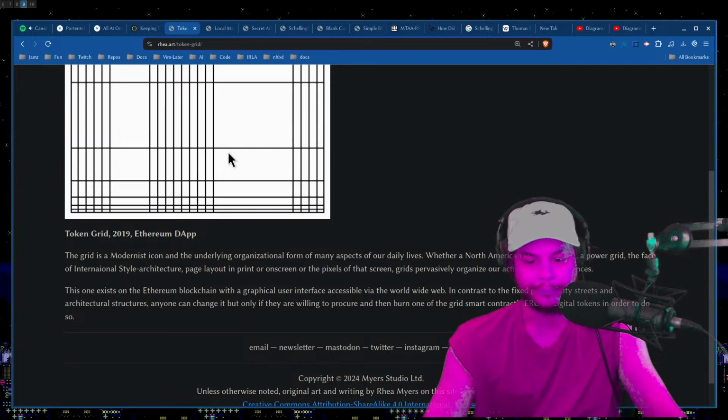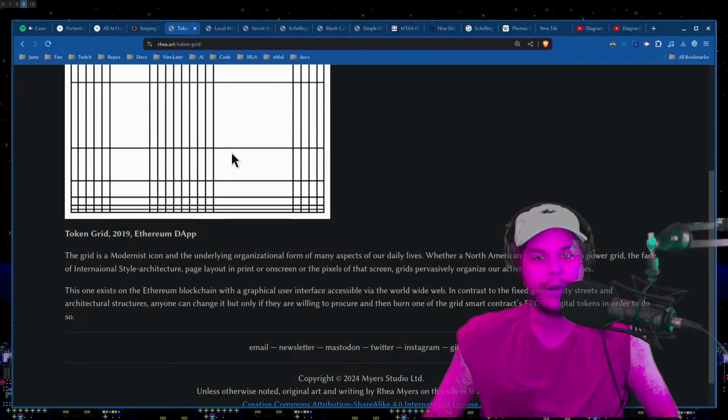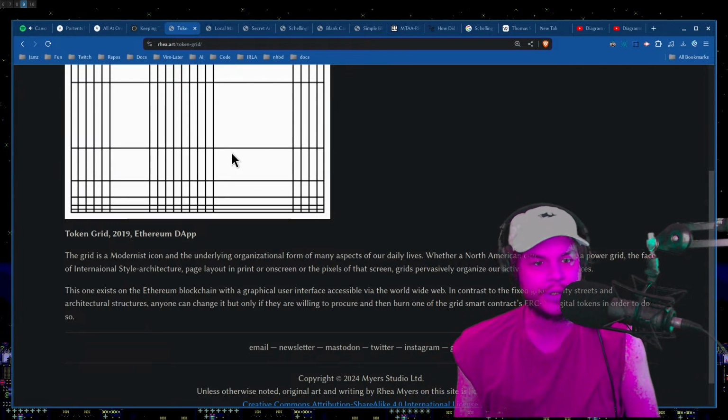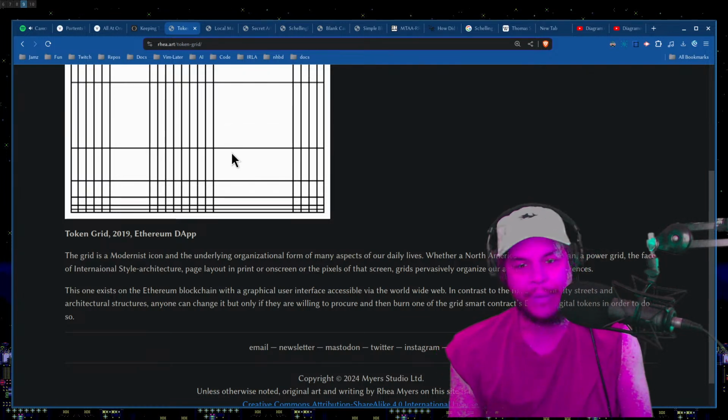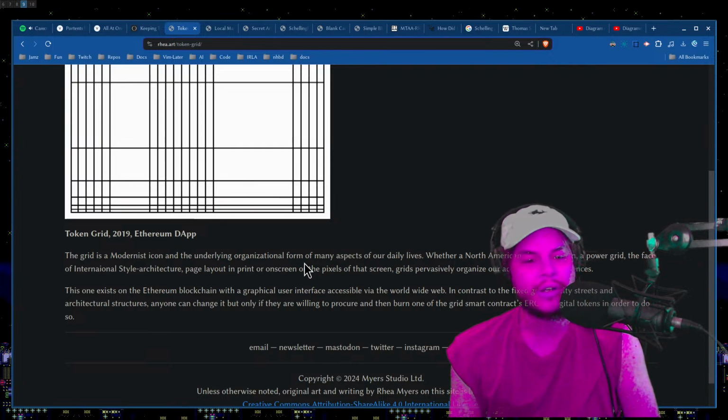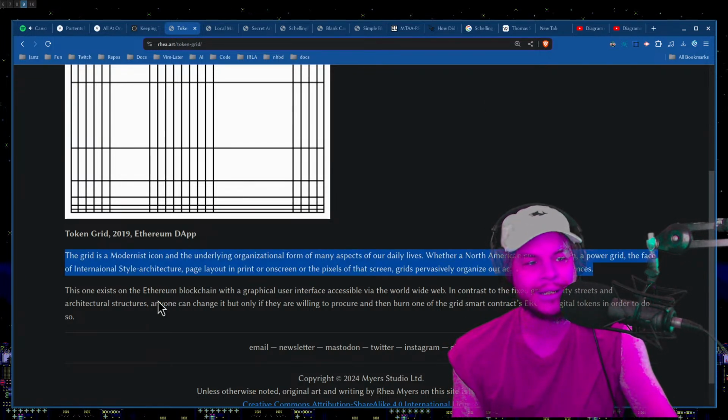Now, we're on Token Grid. The grid is a modernist icon and the underlying organizational form of many aspects of our daily life. Whether a North American city plan, a power grid, the face of an international style architecture, page layout in print or screen, or the pixels of that screen, grids pervasively organize our activities and experiences.